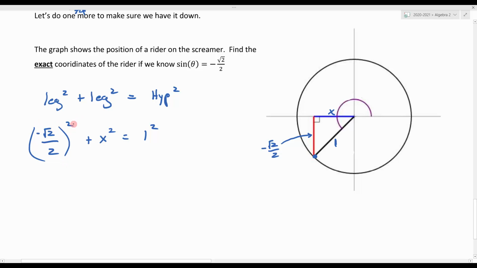And then remember, we square the top and we square the bottom here since it's a fraction. Okay, when we square a negative, we get a positive, and when we square a square root, the square root and the square cancel, so it's just going to be a 2 up here. And then we square the bottom, so that's going to give me a 4. And then we have x squared equals 1, right? 1 squared is just 1.